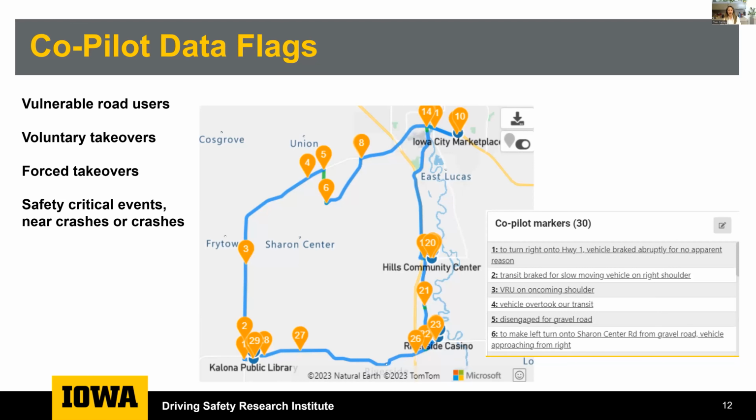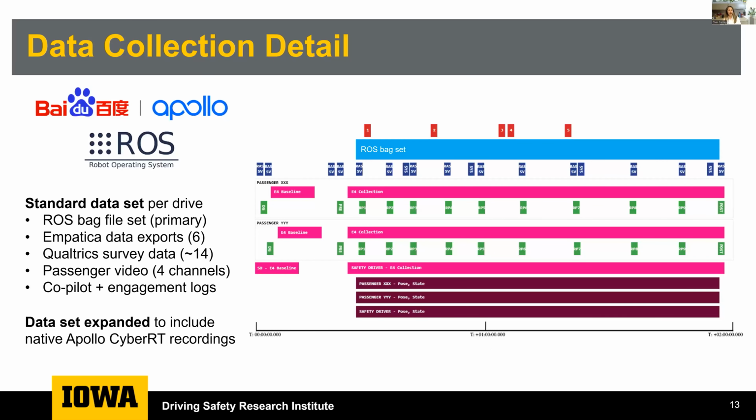Forced takeovers occur when the automation disengages itself for unknown reasons, and the driver needs to retake control of the driving task. And then any safety critical events, near crashes or crashes, are also flagged by the co-pilot. And so with that, I am going to turn it over to my colleague, Steve Cable.